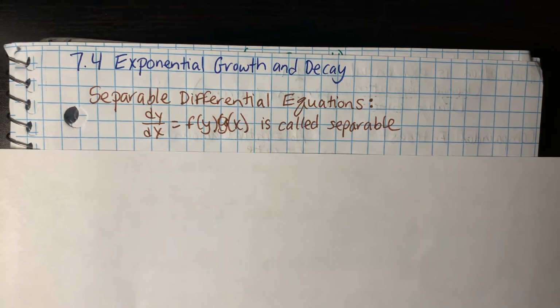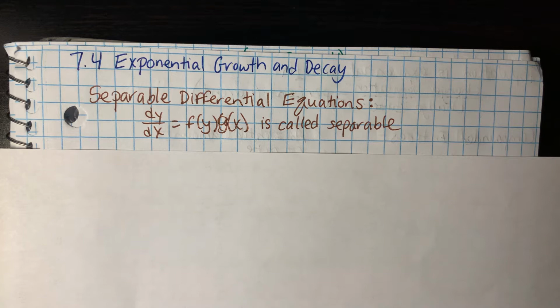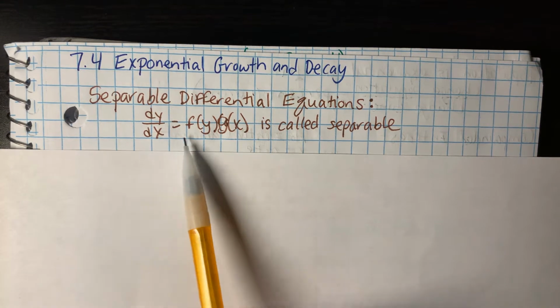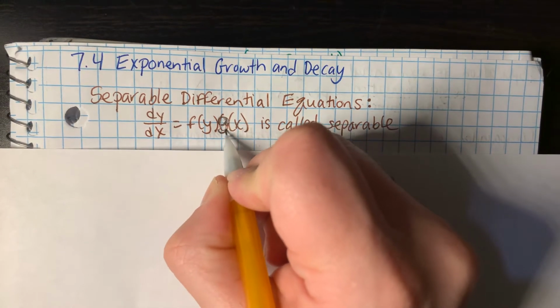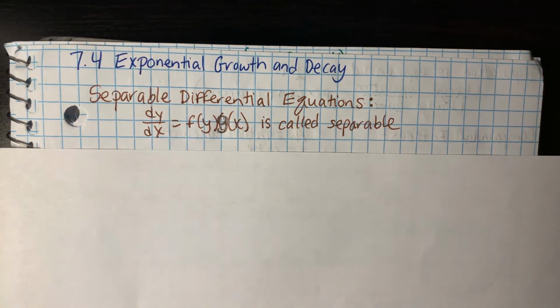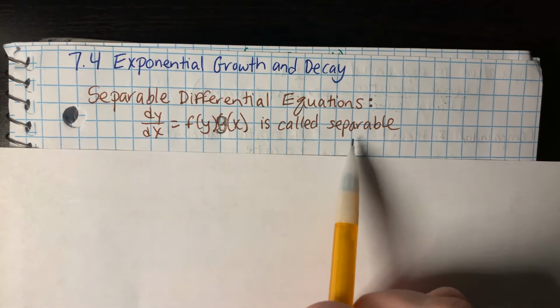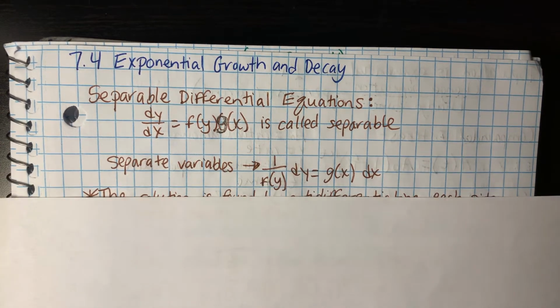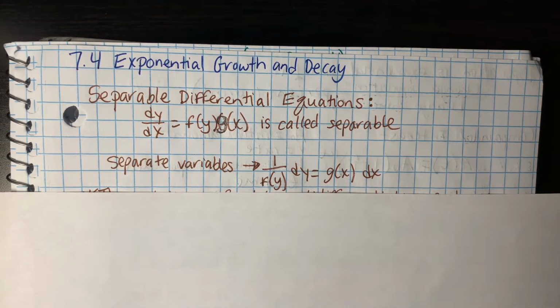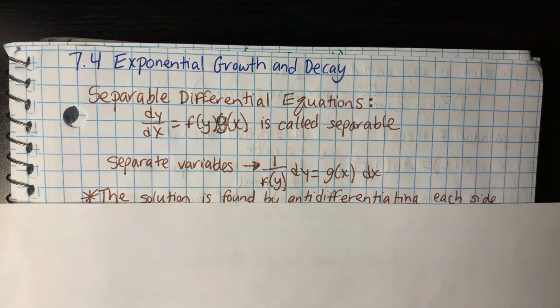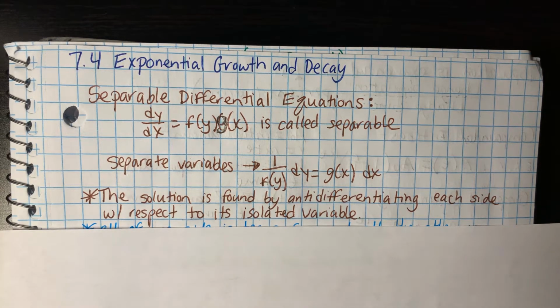The first thing we're going to talk about is separable differential equations. So if we have an equation like this, dy/dx equals f of y, g of x, that's a g. This is called a separable equation. And what it means is that we can separate the variables so that all of the y's are on one side and all of the x's are on the other side. So the solution is found by anti-differentiating each side with respect to its isolated variable.